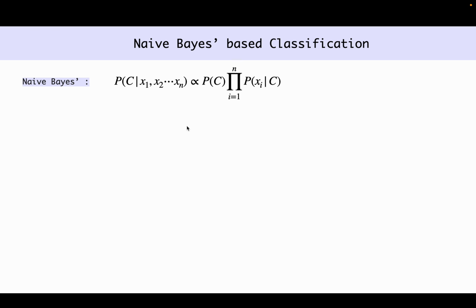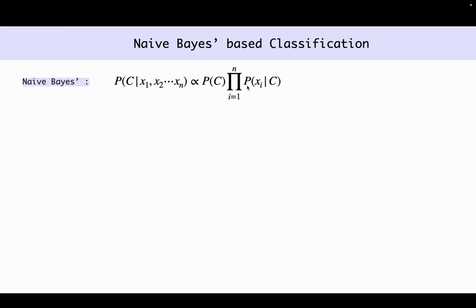So this is what we have understood. For a given set of features, we should find out what class it belongs to, and this is proportional to the prior information and the product of these likelihood conditional probabilities, that is, the probability of each feature for a given class.